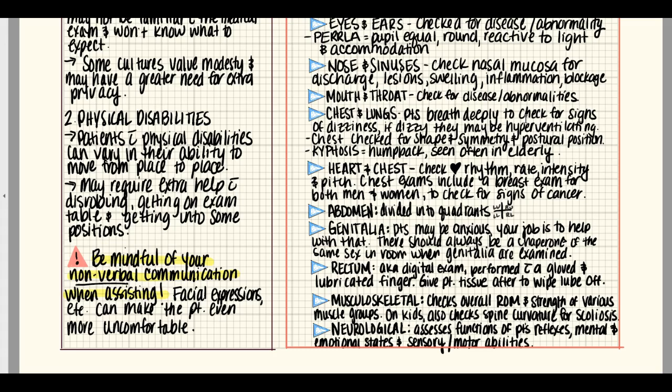The musculoskeletal portion of the physical checks the overall range of motion of all of the limbs and the strength of various muscle groups. On kids, this portion also checks for spinal curvature. That would be an indicator for scoliosis. And then lastly, the neurological portion assesses functions of the patient's reflexes, their mental and emotional states, and then also their sensory and motor abilities.